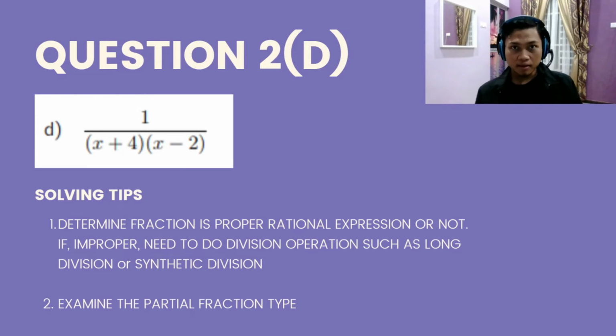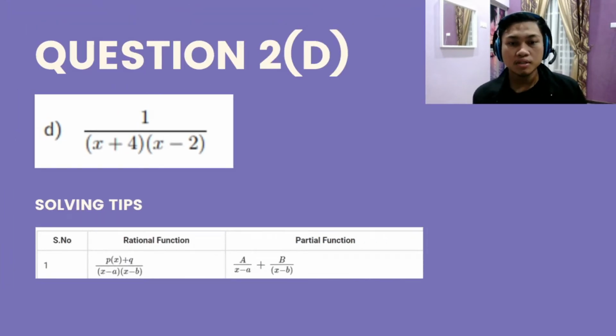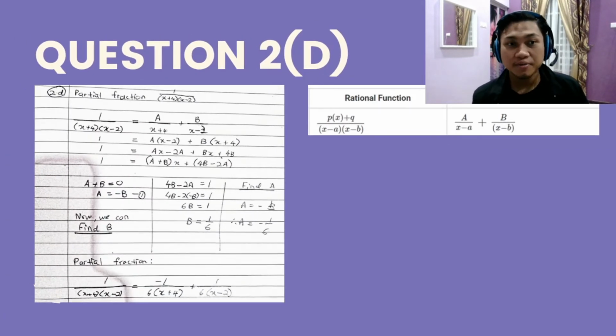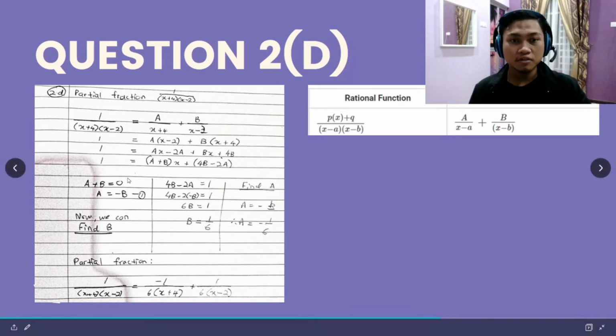You can go back to the previous slide. So this is the one. The rational function is the same as in this question, and when we convert it to partial fractions, we get, on the right side, A over (x - a) plus B over (x - b). Okay, so question 2D, let's solve this question.